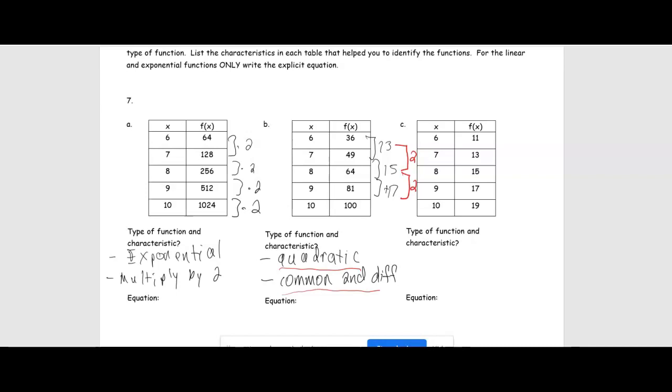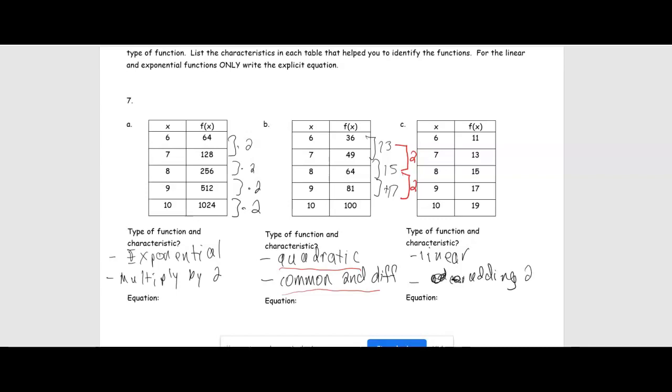Good. Do you have C? Think you can help me out there? Yeah, I do. Good. That's our third option. It's linear. What did you notice about that, Gabriella, to say that that's linear? Adding 2. Good. We'll put that, adding 2.